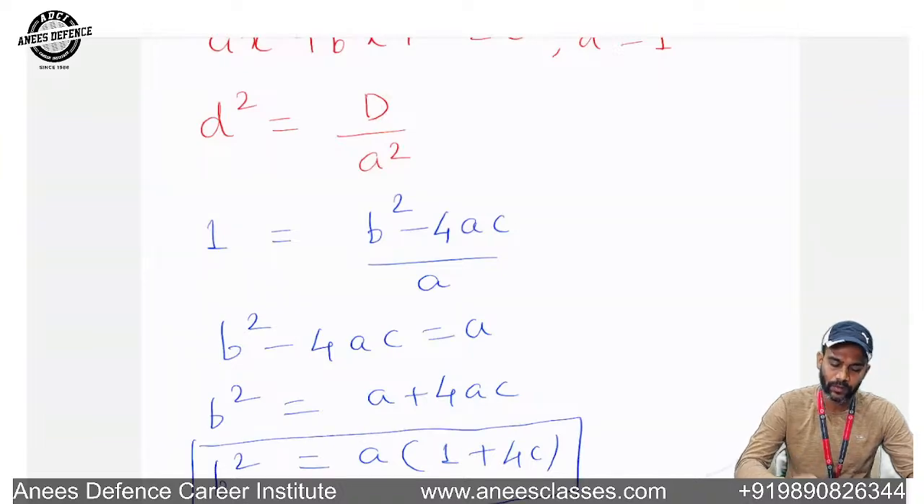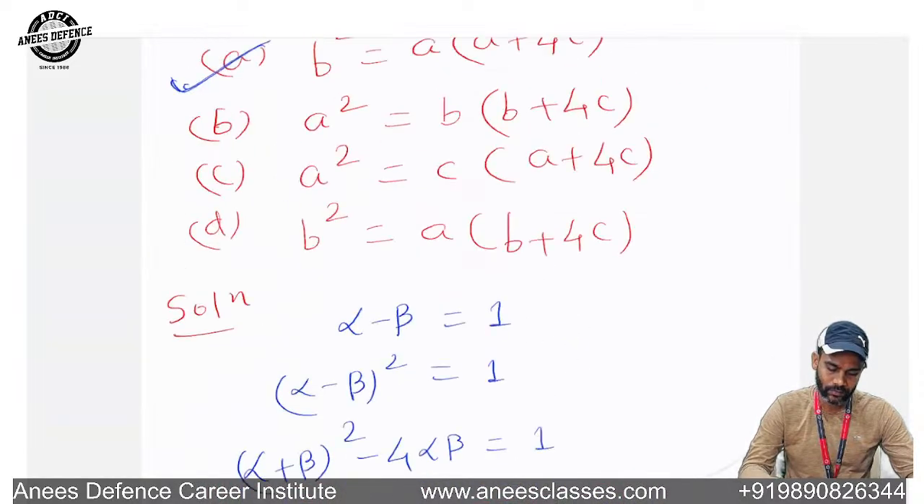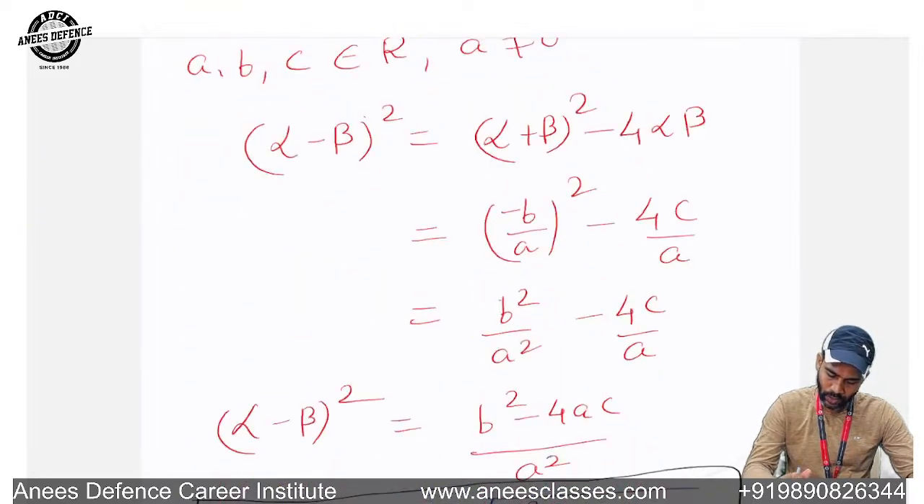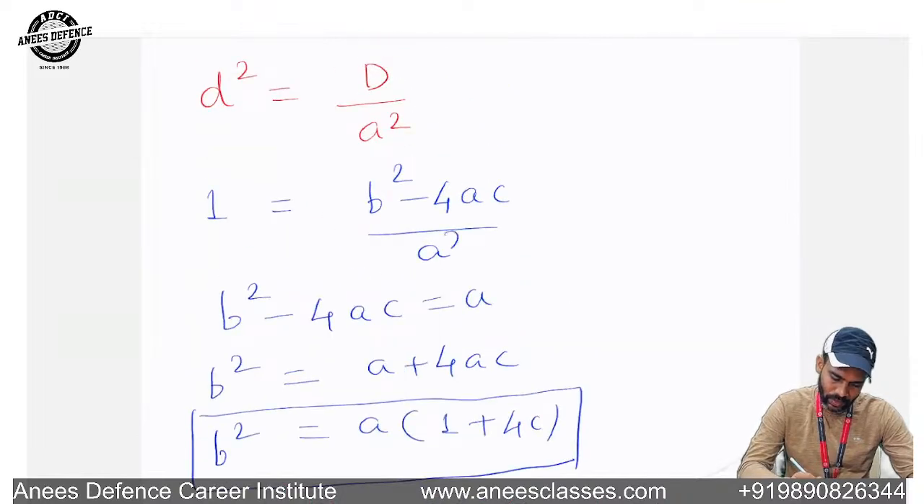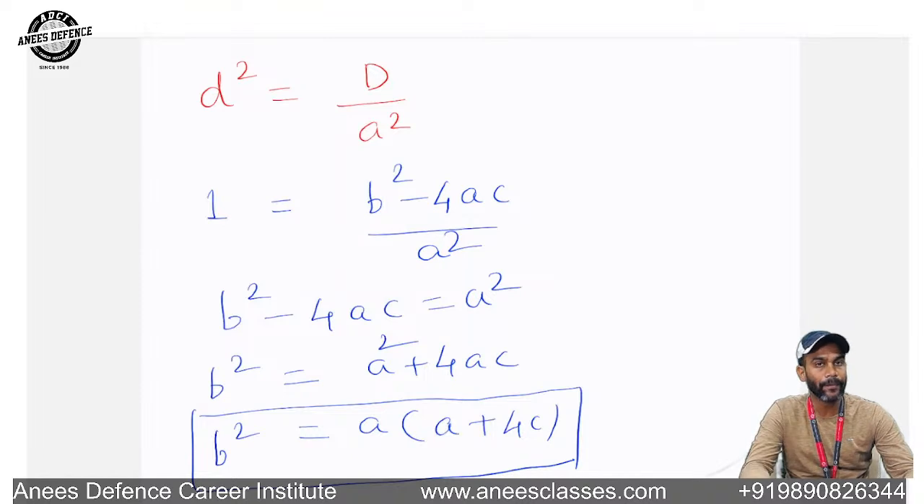Yes or no? Which option? Option A. Sorry, a square. It was a square, right? Not a. My mistake. This is a square. So you'll get a square plus 4ac. Is there any doubt? I hope you got it. Yes or no? Is there any doubt? Shall we move ahead?